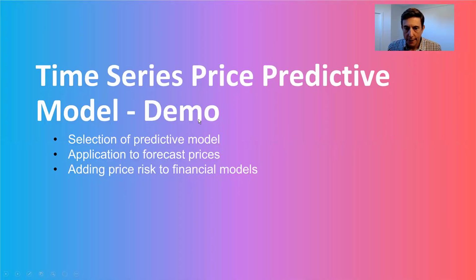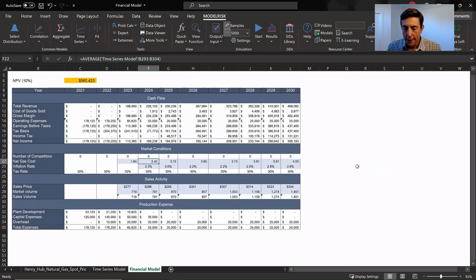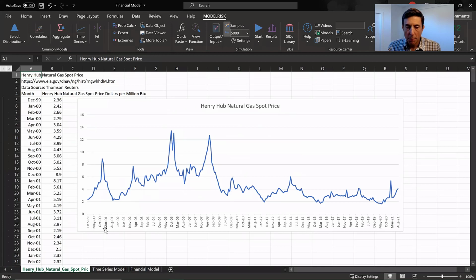In the case of a time series application in Excel that I wanted to share with you, let me show you a time series that I have for natural gas. And again, we are talking about a manufacturing company that has natural gas as its main input or raw material, and it is the key driver of costs.